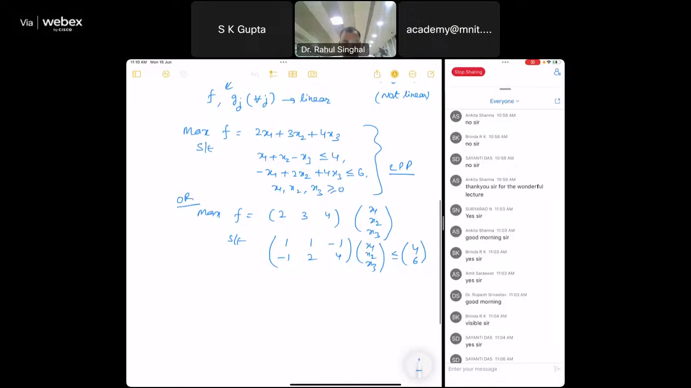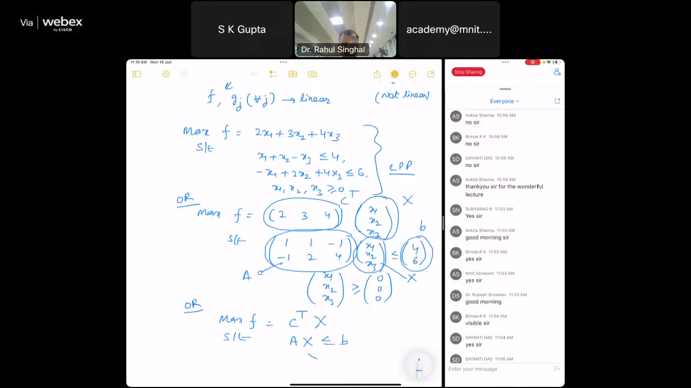This can be further rewritten in this form: maximizing f equal to c transpose x, where this is our c transpose, this is our x, this I suppose is a matrix A, this is x as above, and this is the right-hand side b. So the problem can be written as maximizing c transpose x subject to Ax less than or equal to b and x greater than or equal to 0.